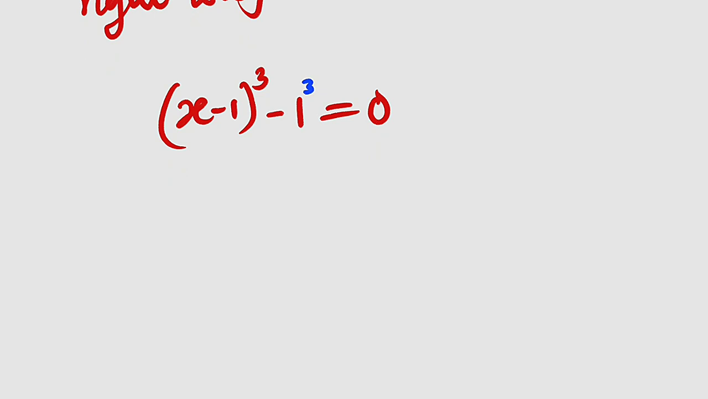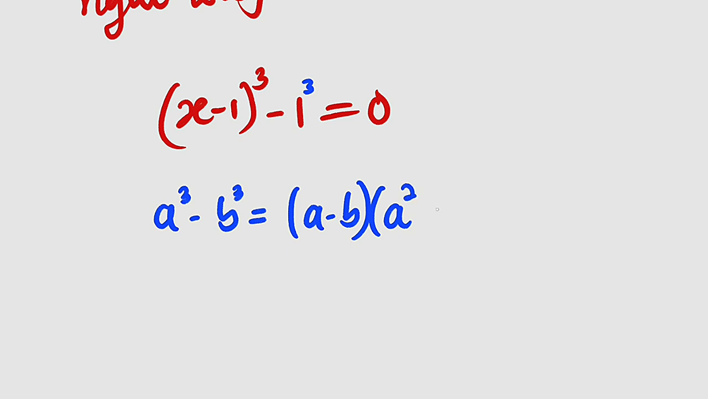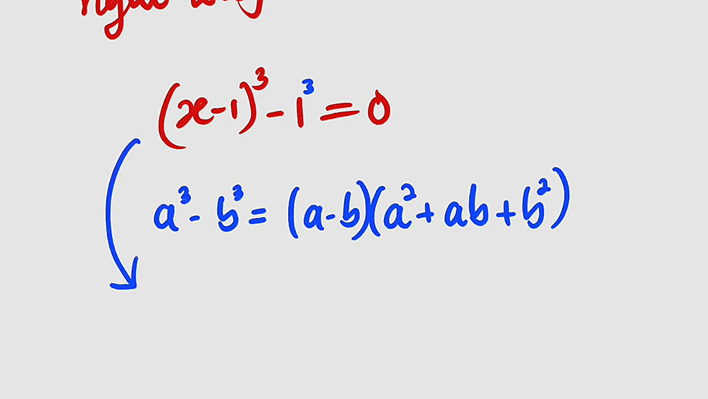Remember, if you have a^3 - b^3, this is equal to (a - b) multiplied by (a^2 + ab + b^2), where our a is x - 1 and b is 1. So now let us use this to factorize this. This is now equal to a, which is x - 1, right? From here, this is a. Then minus b, b is 1, so we subtract 1 again.